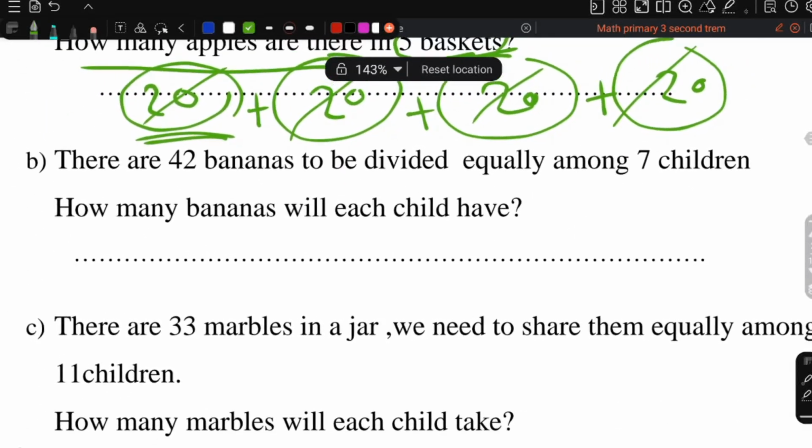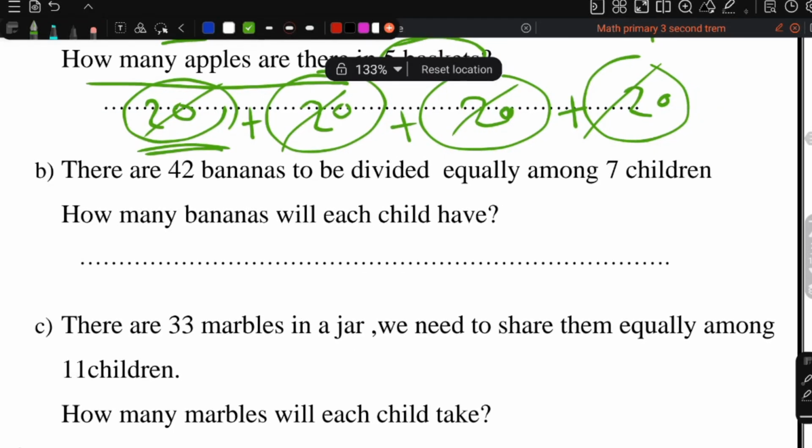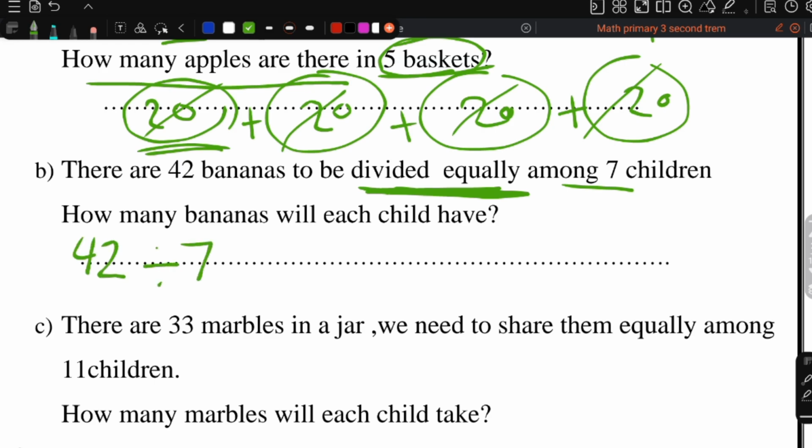Okay, so there are 42 bananas to be divided among 7 children. I will divide 42 divided by 7. How many bananas will each child have? So each child will take how many bananas? By dividing by 7 I will know how many bananas each child will have. So 7 times what gives me 42? Yes, 6. So 6 bananas.